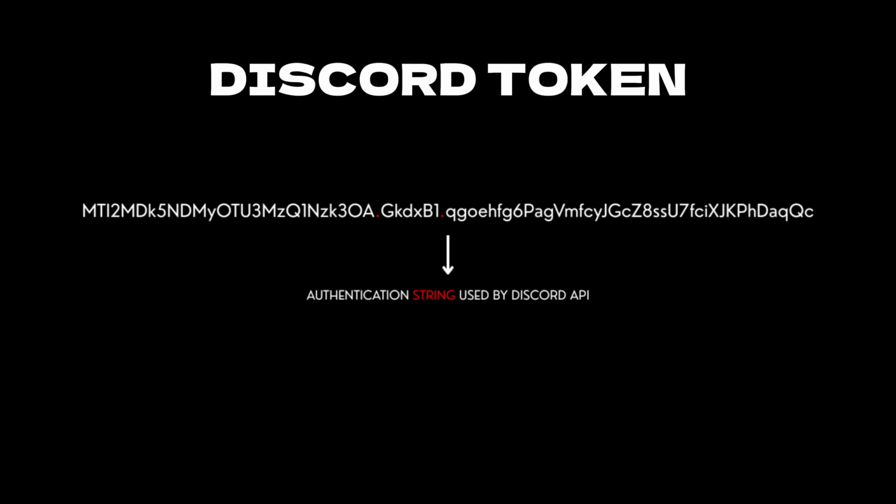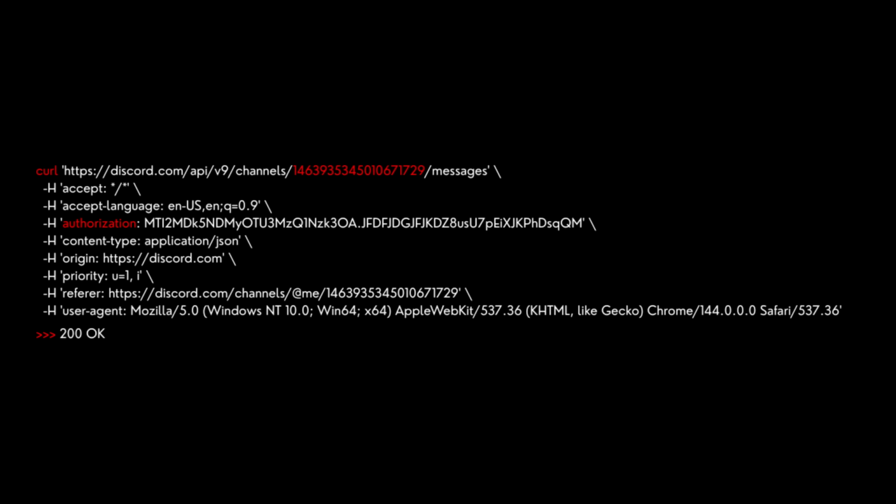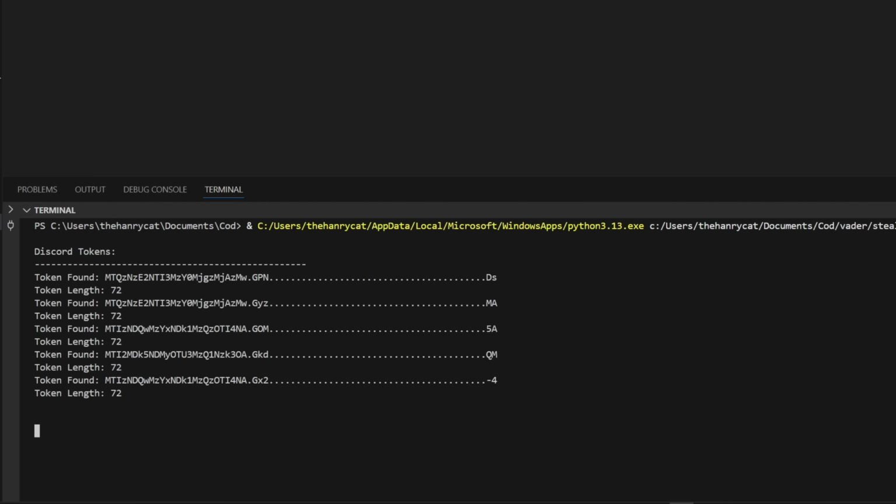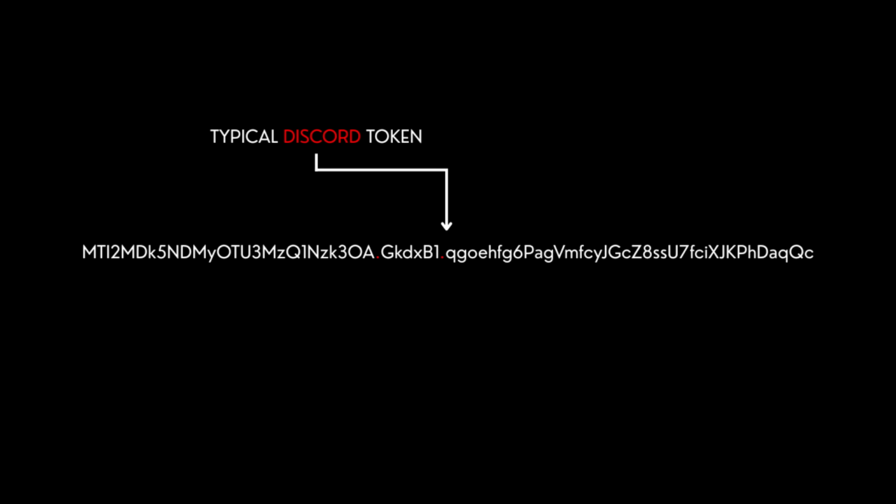So basically, a Discord token is an authentication string used by the Discord API to verify and authorize access to a user's account. It's like a secure key for logging in, sending messages, and interacting with servers without needing to re-enter credentials each time. A Discord token can be 59 to 88 characters long. I said 72 before because 4 different ones I got from my accounts were 72 characters long. A typical user token looks something like this.